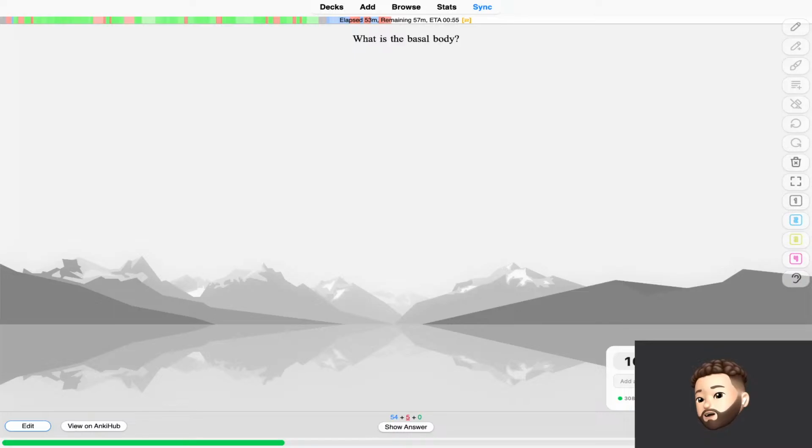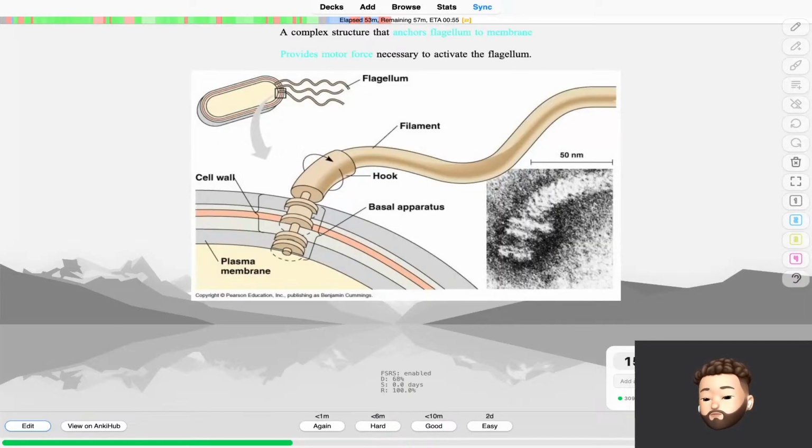What is the basal body? The basal body anchors the flagellum to the cell. It also provides the motor force for the bacteria to move. I guess a structure that anchors the flagellum to the membrane.